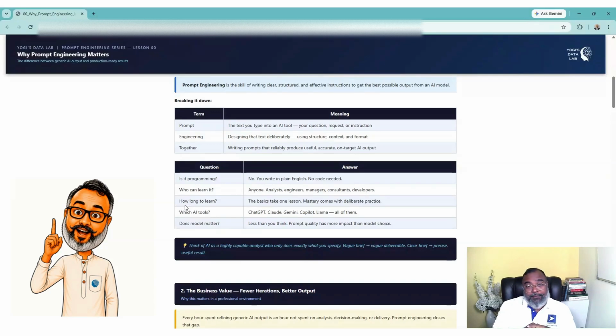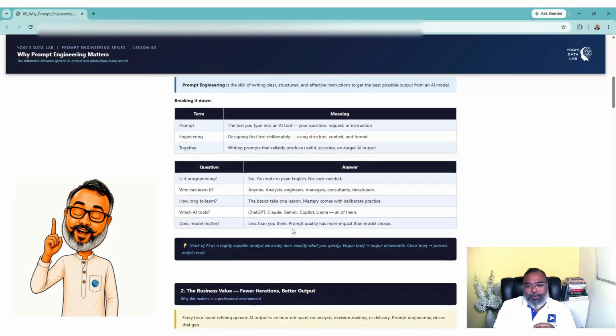Well, there are many LLMs out there. The most famous ones that we have are ChatGPT, Claude, Gemini, Copilot, Llama, and a couple more. Does the model matter? Well, yeah, it does, but not significantly.